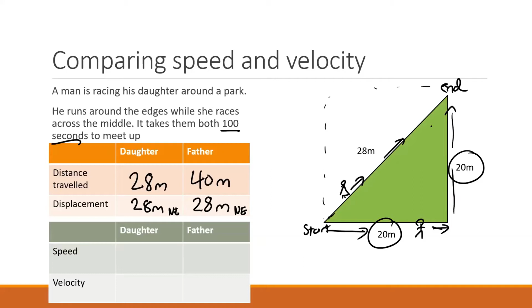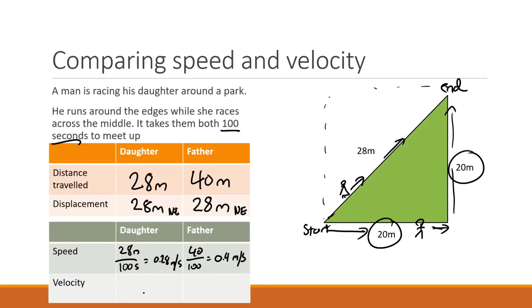Now let's look at their speed. The daughter travels 28 meters in 100 seconds. That means she's traveling at 0.28 meters per second. The father travels 40 meters in 100 seconds, so that's going to be 0.4 meters per second. We were right. The father has to run faster to make sure that he gets to the corner at the same time. Hopefully that makes logical sense to you.